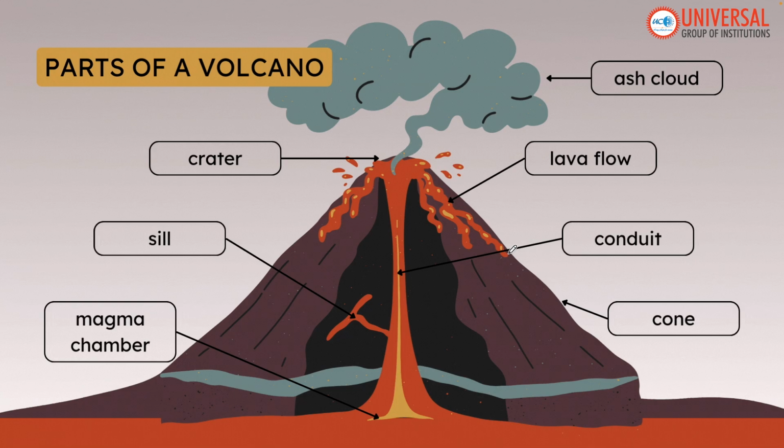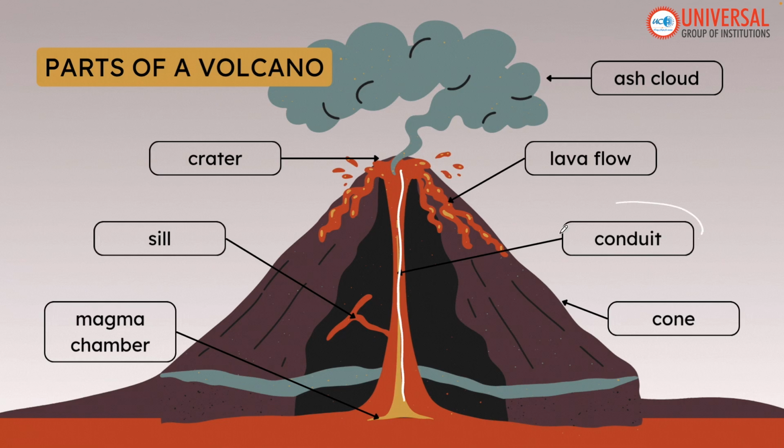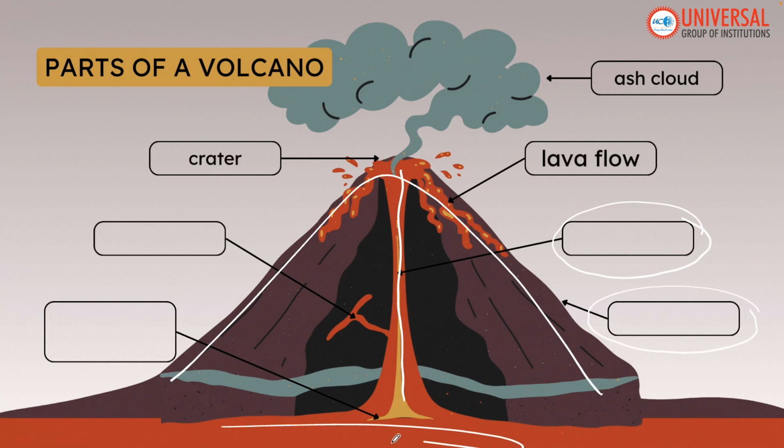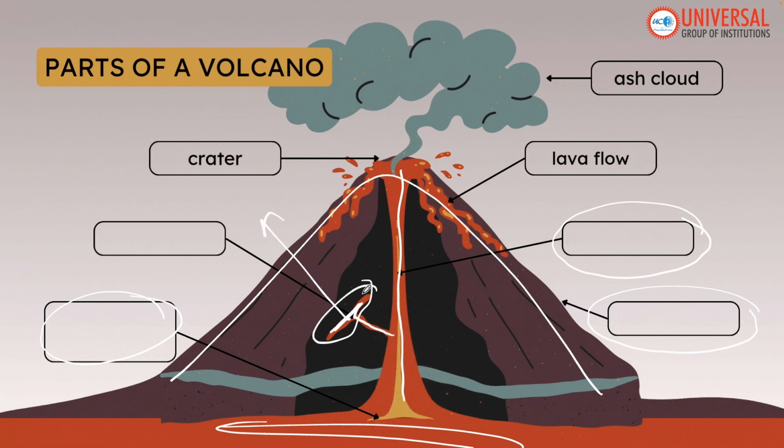If we talk about the parts of volcanoes, this particular pipe is called the conduit. This triangle-shaped cone is called the cone, basically the steep surface. This is the magma chamber, and if the magma is coming out but is not able to come out fully, and is stranded here only, that is called a sill.